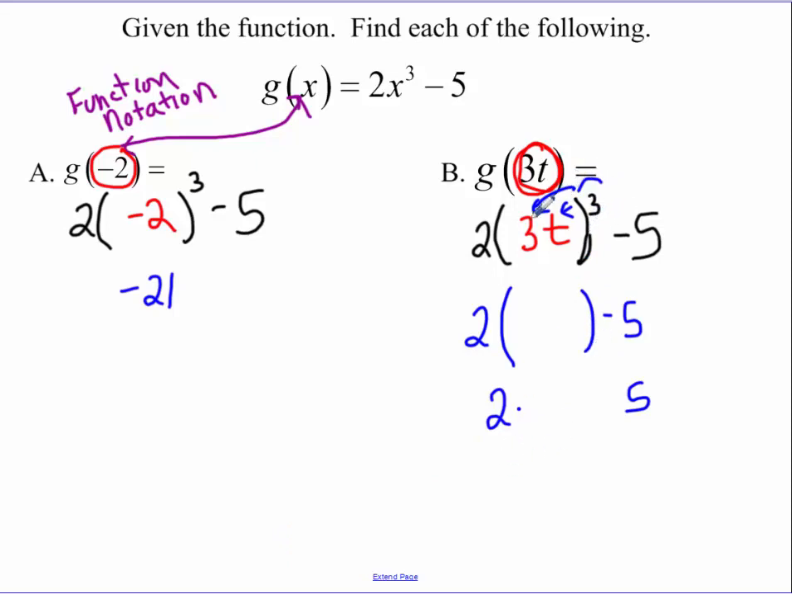So now what's inside my parentheses? 3 to the third, which is 27 times t cubed. So I have 2 times 27 times t cubed minus 5. 2 times 27 is 54. T cubed minus 5.